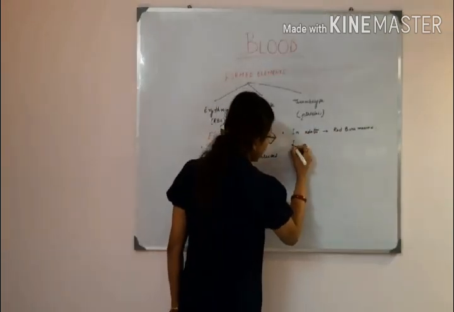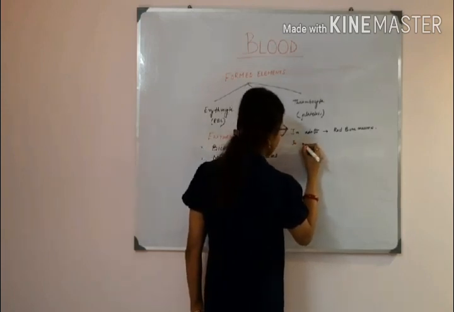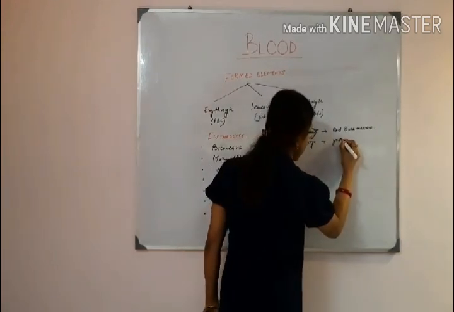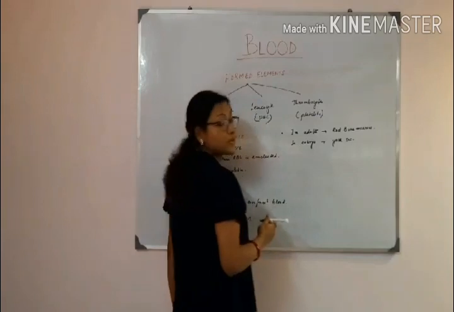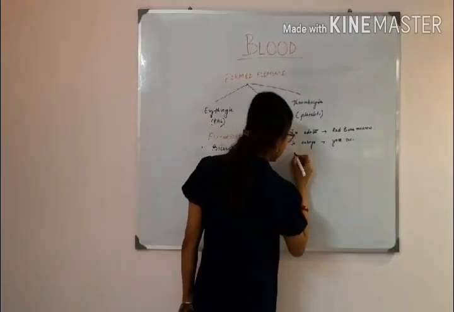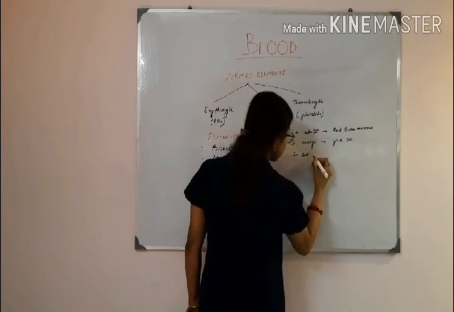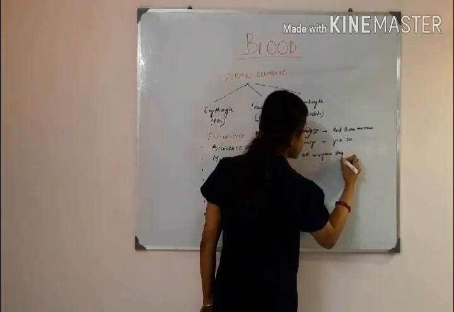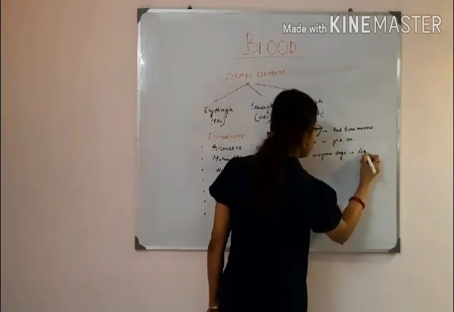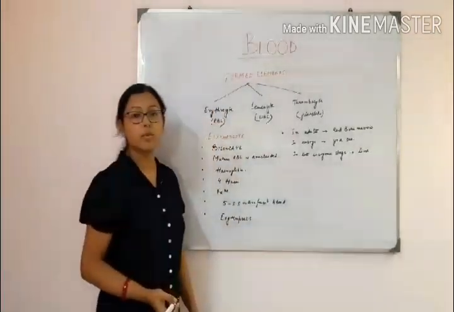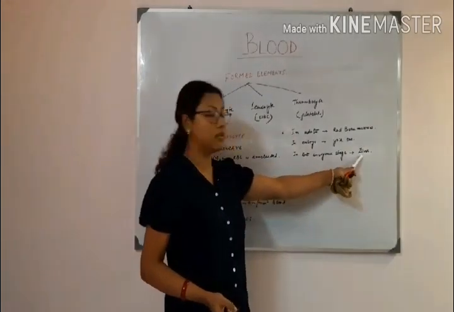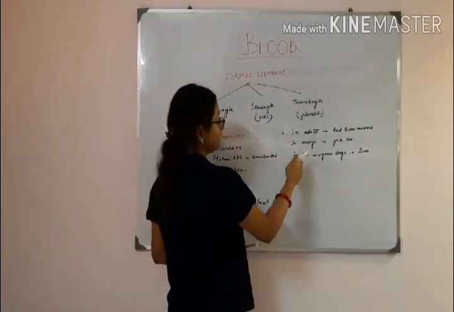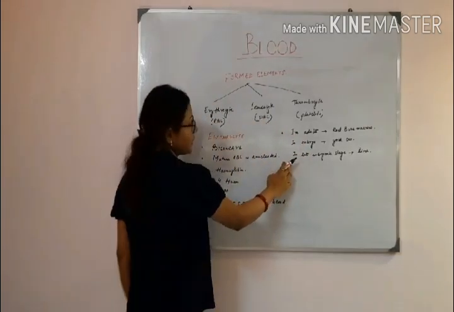Okay. In embryo, it is formed from yolk sac. And in late embryonic stage, it is formed in liver. Okay. That is before 3 months, it is formed in liver. Now, erythrocyte is formed from this.